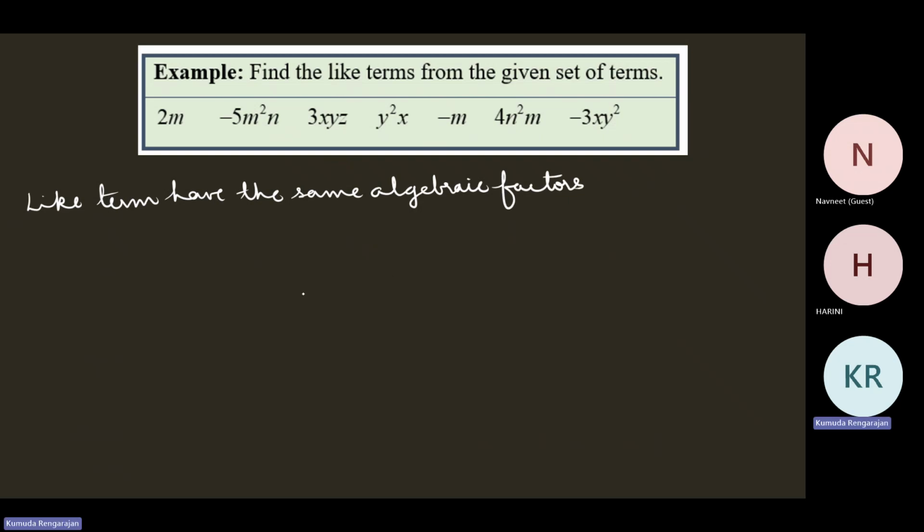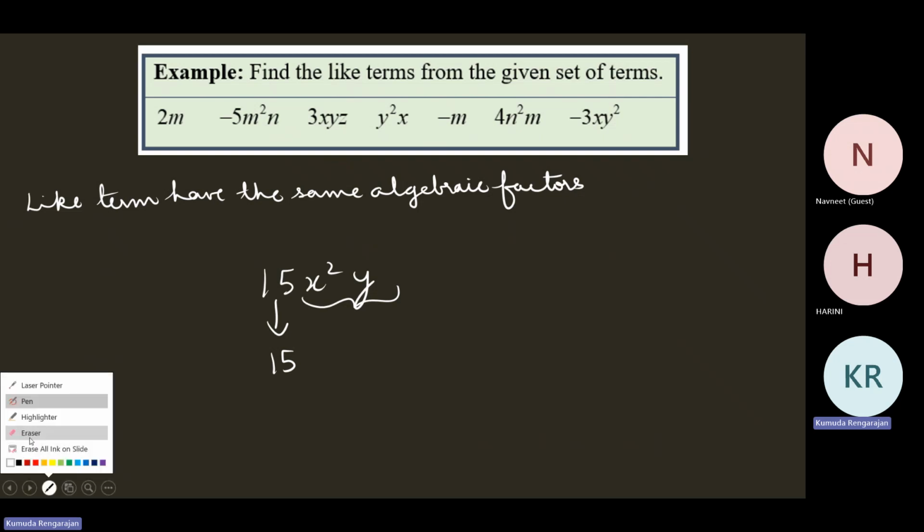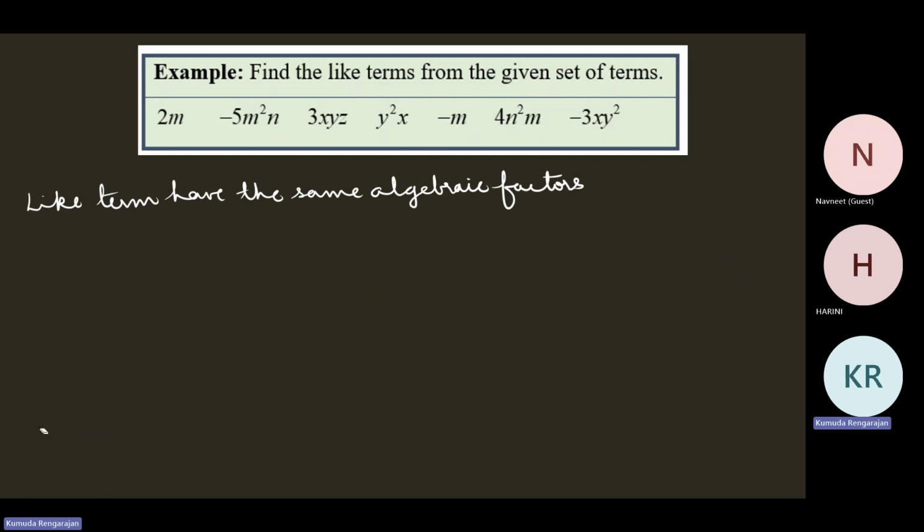Meaning, see, if you have 15x squared y, this is called the numerical factor. 15 is the numerical factor. The algebraic factors are x square and y. Factors are of two kinds. Numerical factors, algebraic factors. The number is a numerical factor. Algebraic factors are those letters, a, b, c, d, x, y, z. So if the terms have the same algebraic factors, then they are like terms.